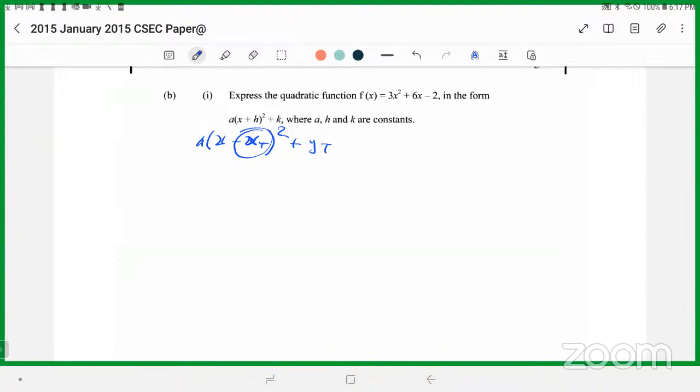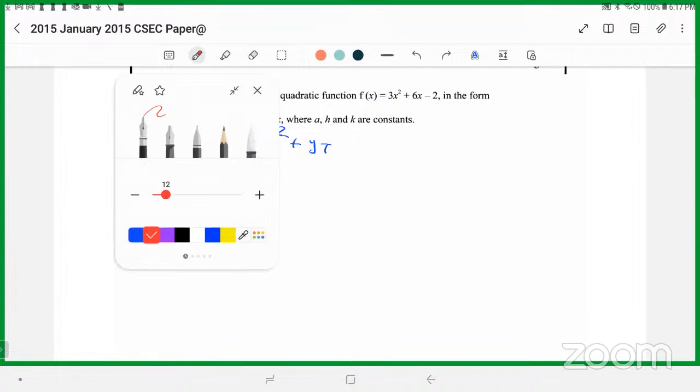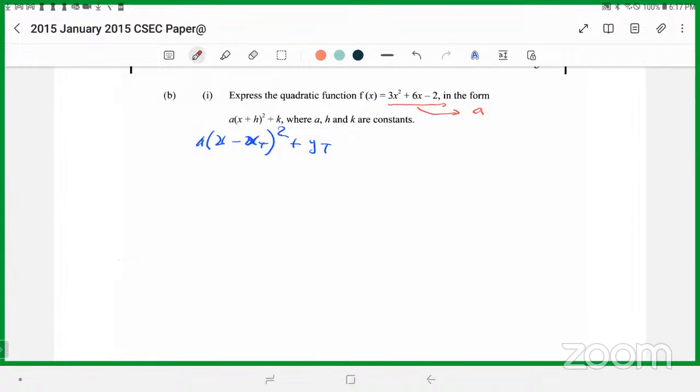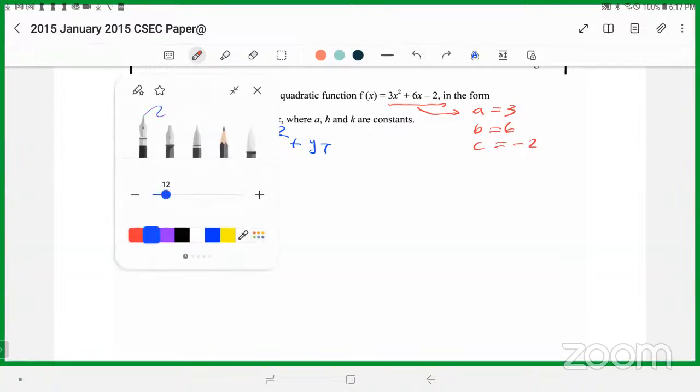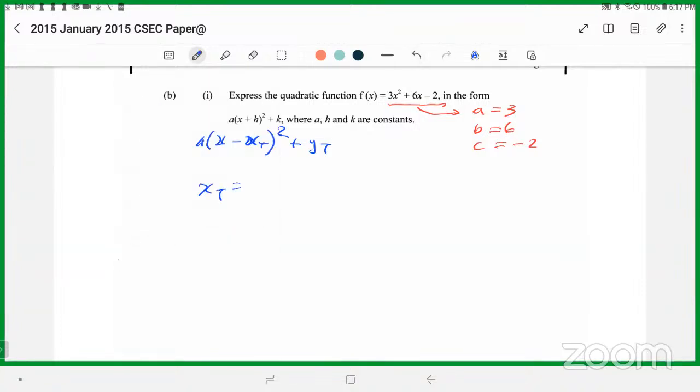What is the xt? We get xt from the coefficients up here. From this standard form, we can write out the coefficients. The a is the coefficient of the x squared, which is 3. The b is the coefficient of the x, which is plus 6. The c is a constant term, which is negative 2. We need xt to go here. Let's work it out. So the xt that we want is minus b over 2a. Minus the b is 6. So it's minus 6 over 2 times a. The a is 3.